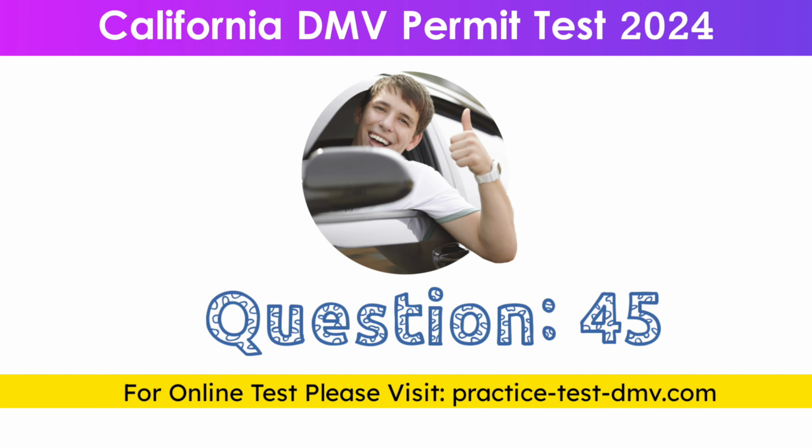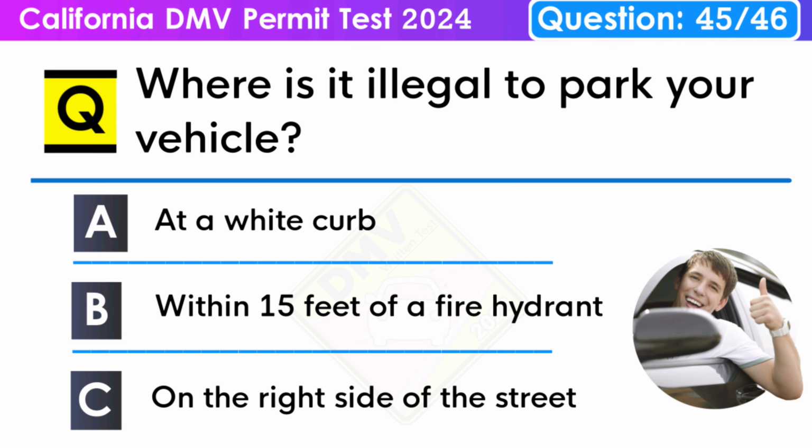Question 45. Where is it illegal to park your vehicle? A. At a white curb. B. Within 15 feet of a fire hydrant. C. On the right side of the street. Correct answer: B. Within 15 feet of a fire hydrant. It is illegal to park within 15 feet of a fire hydrant or fire station driveway unless otherwise permitted by signs.